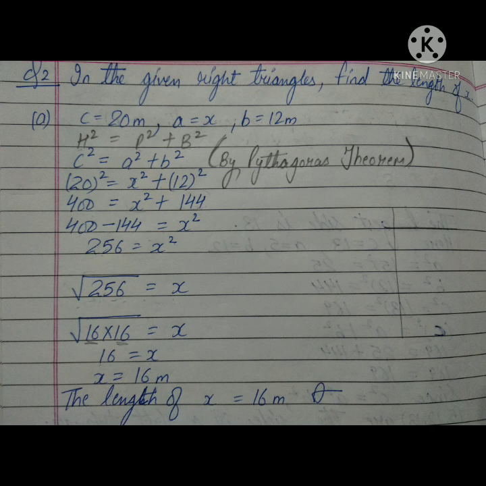Right, so we want the value of x, so separate the other terms from the x. So shift the 144 from the right hand side to the left hand side and it will become negative. The sign will get changed. So 400 minus 144 is equivalent to x square. When we subtract 144 from 400, we get 256 is equivalent to x square.